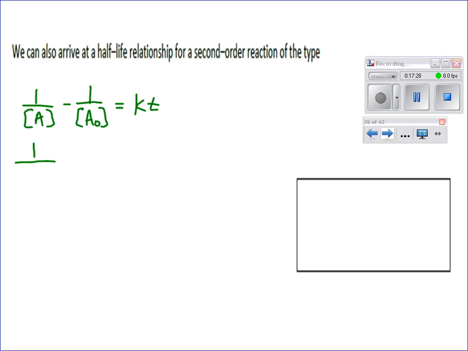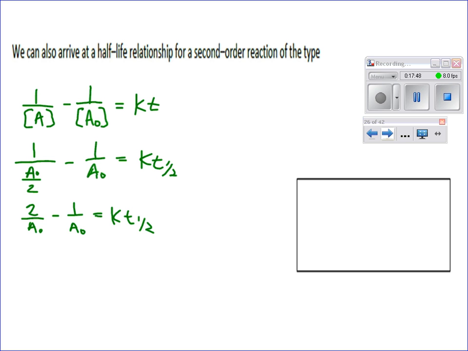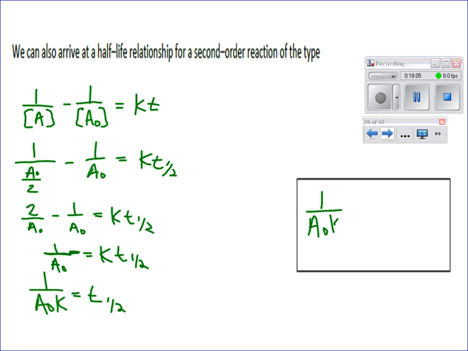I'm going to plug in 1 over A naught over 2, right? Minus 1 over A naught equals kt 1/2. That I can simplify to 2 over A naught minus 1 over A naught equals kt 1/2. 2 minus 1, I get 1 over A naught is equal to k t 1/2. Divide by k. 1 over A naught k is equal to the half-life. But again, we're going to get around where you don't have to memorize these. But I think it's really important you see where things come from.